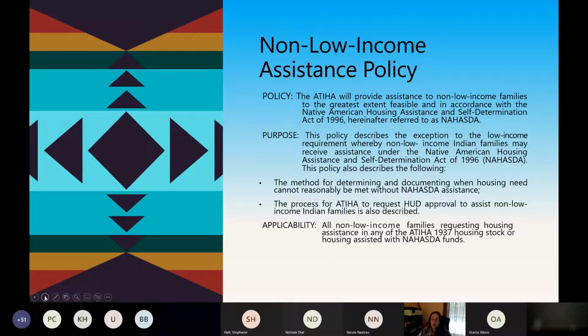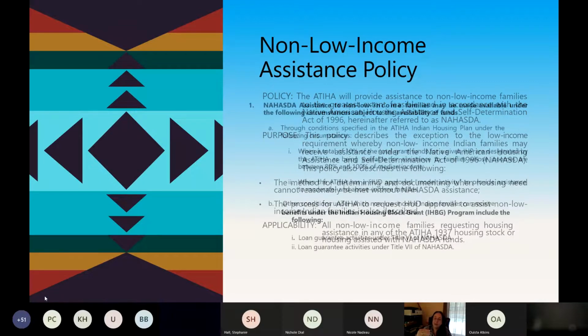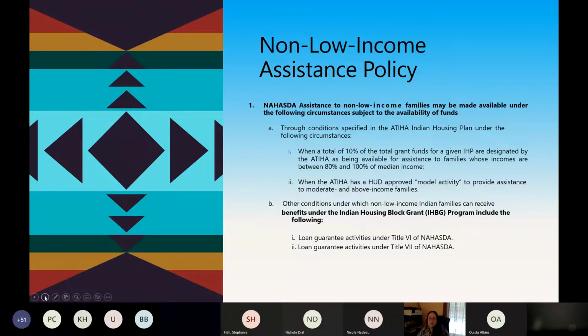Applicability is to all non-low income families requesting housing assistance in any of the ATIHA 37 housing stock homes or housing assisted with NAHASDA funds. NAHASDA assistance to non-low income families will be made available under the following circumstances, subject to the availability of funds. Conditions specified within the Indian Housing Plan: when a total of 10% of the total grant funds for a given IHP are designated by ATIHA to be available for assistance to families whose incomes are between 80 and 100% of median income.